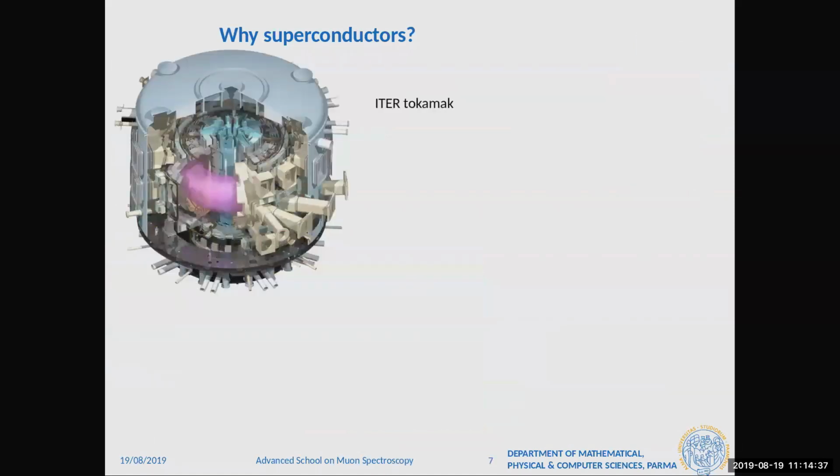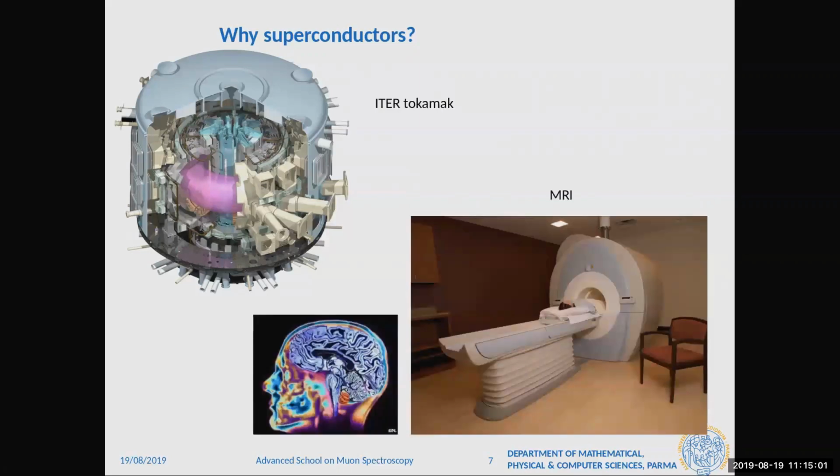Then the next step in this sense is probably just finished. ITER, a tokamak for controlled fusion. There you have to suspend a plasma by magnetic levitation inside a very hot machine. So you have this superconductor inside an extremely hot source. And then the other large industry is MRI, of course.